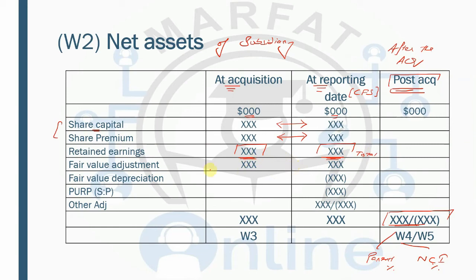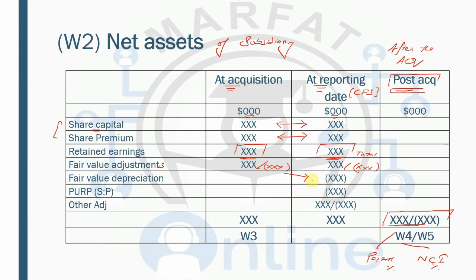And then there will be the fair value adjustments. Now, we have already done the discussion on the fair value adjustment. It can be either positive when upward, or it can be negative when downward. And similarly, when there is an upward fair value adjustment, you are going to deduct the depreciation at the reporting date.